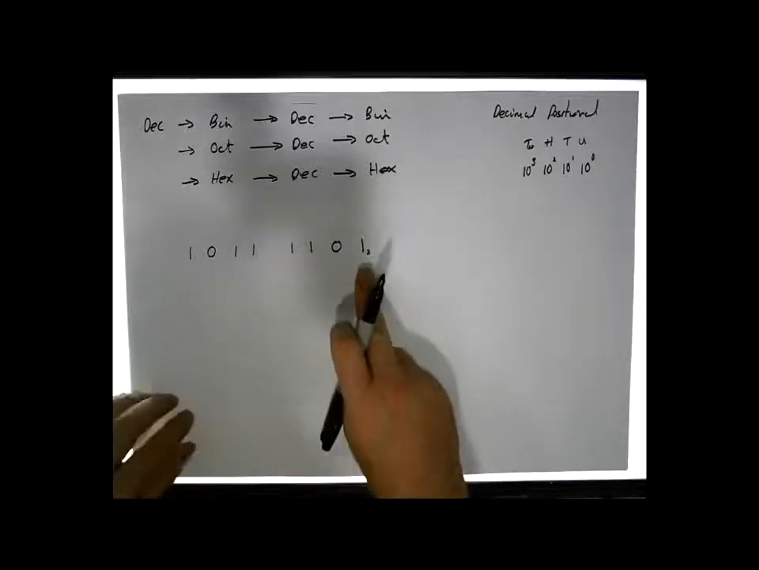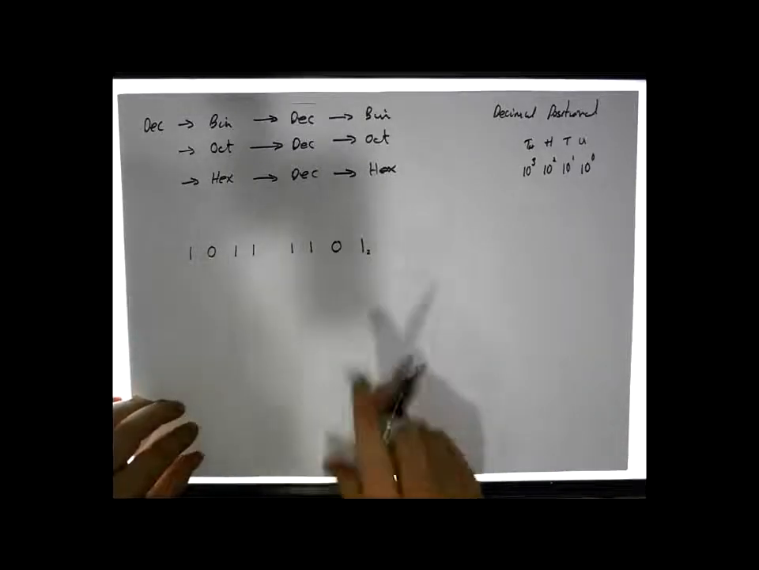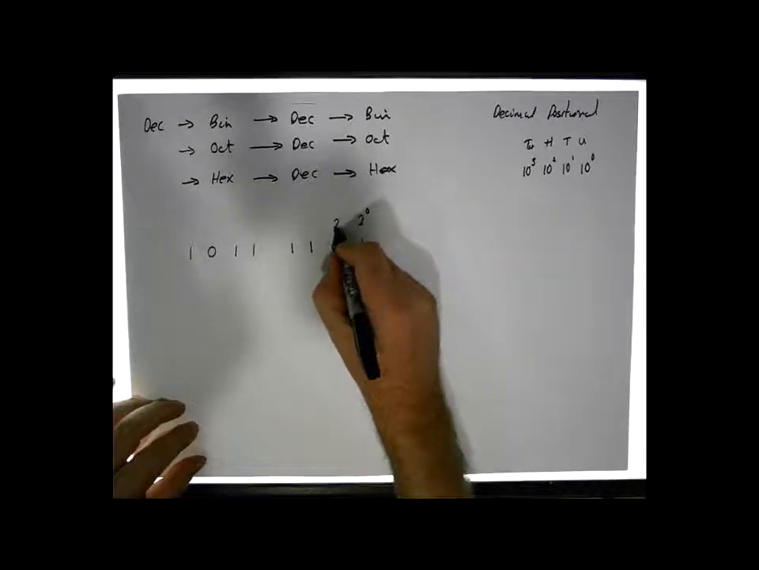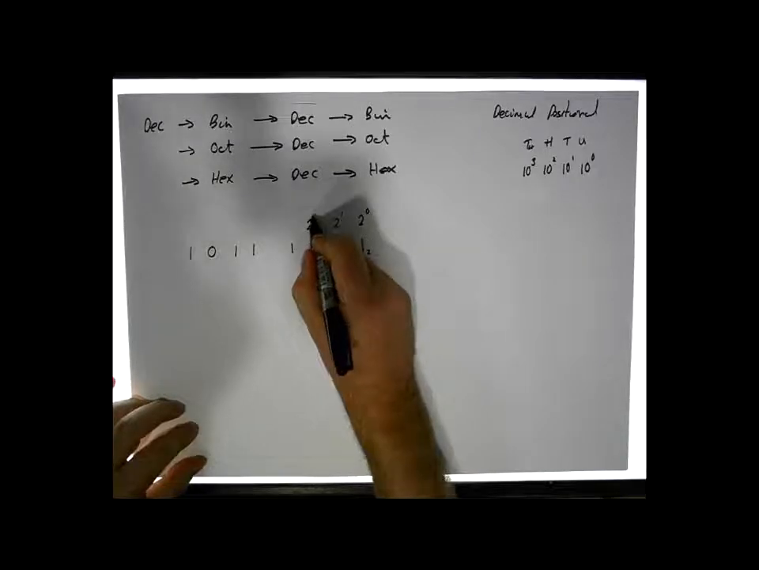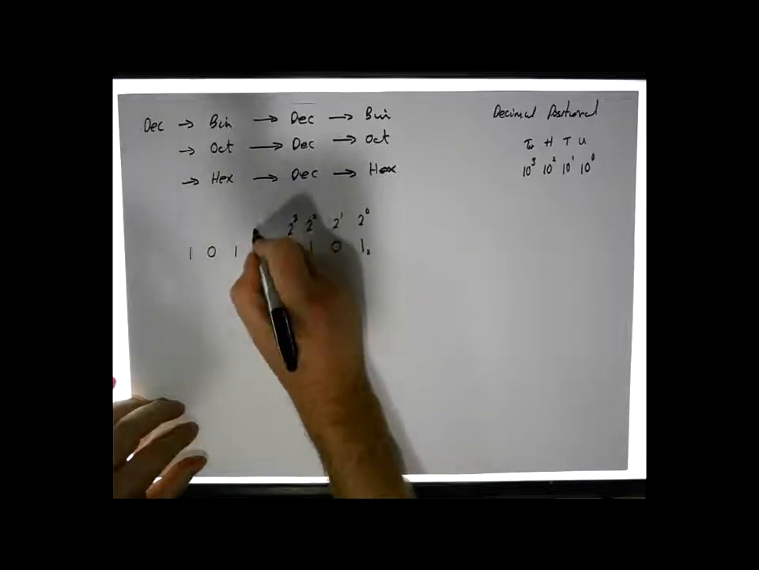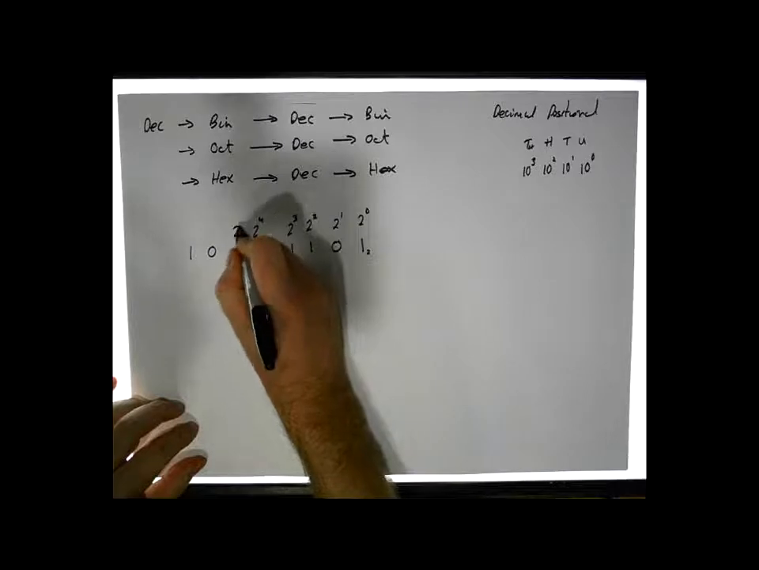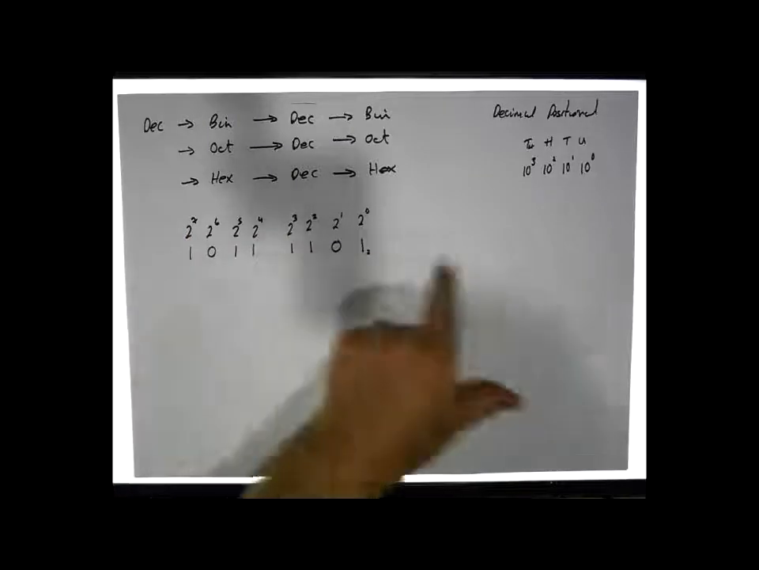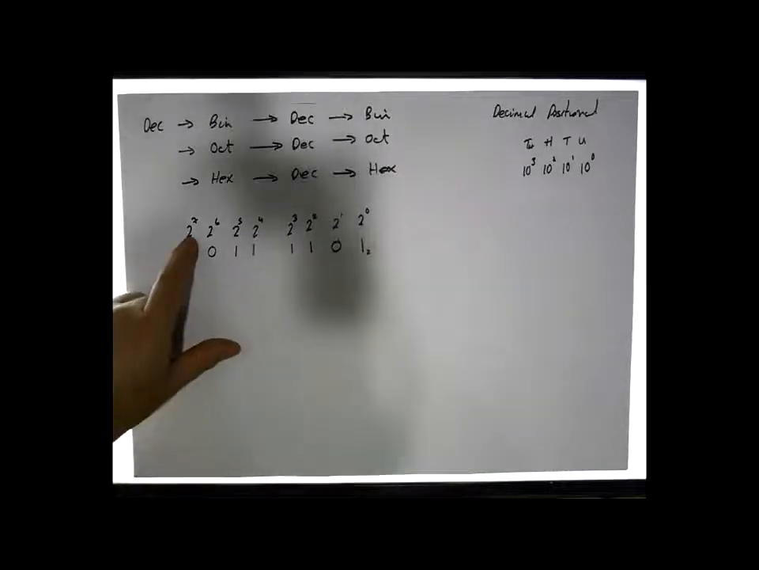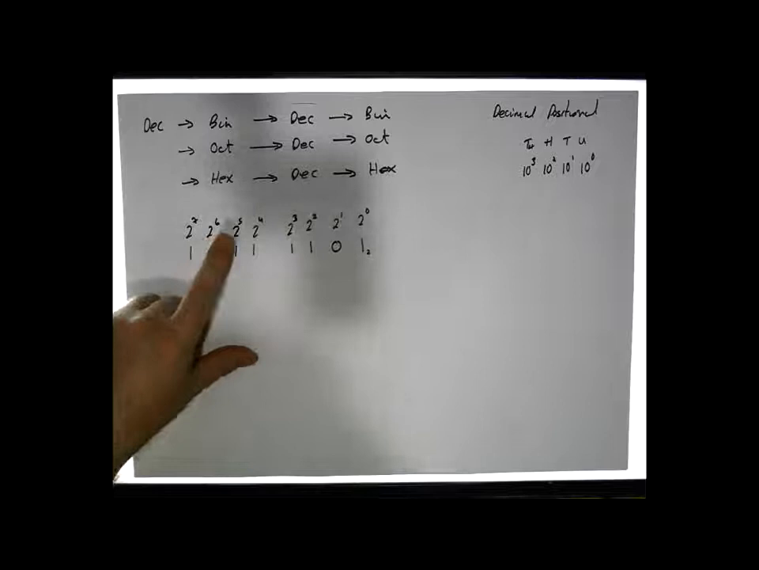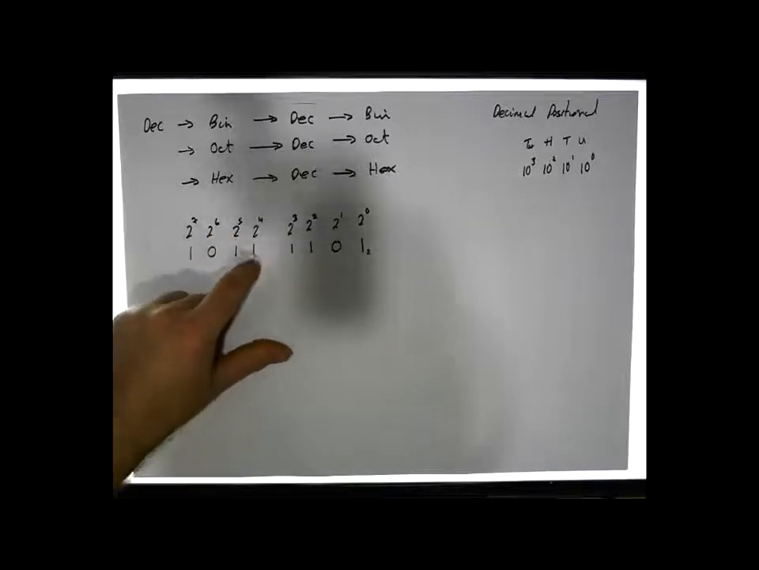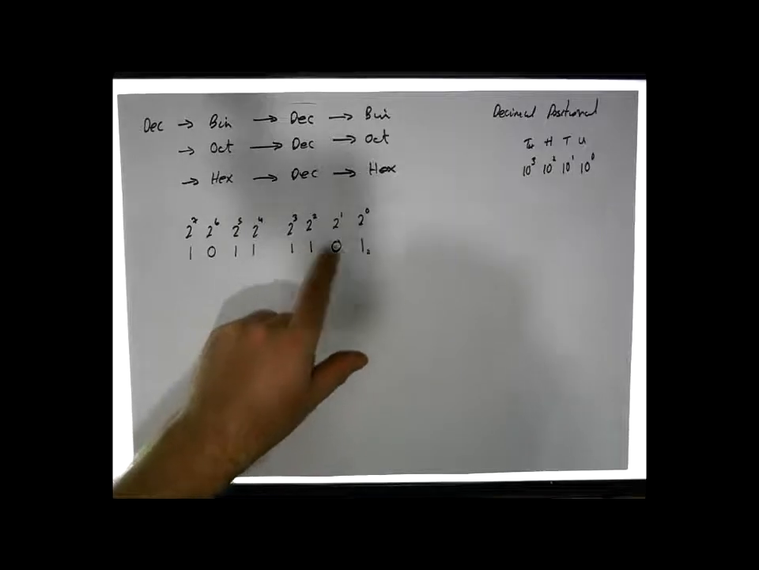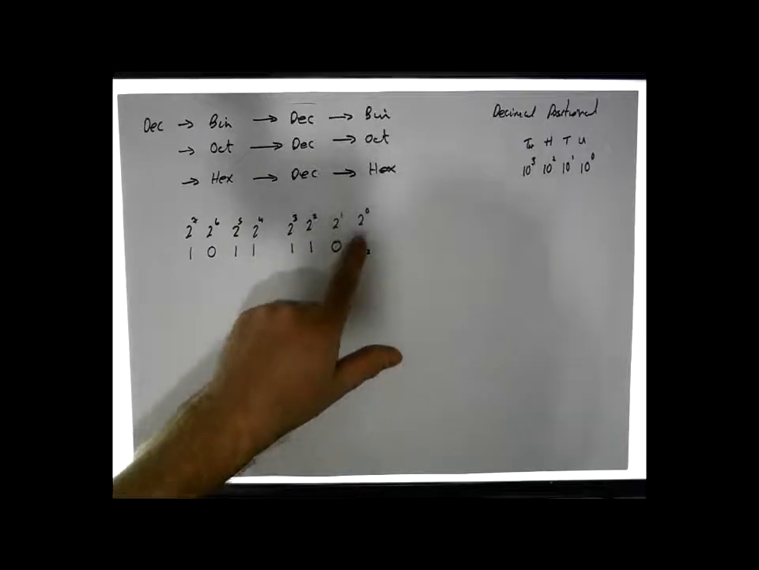in binary, each position represents multiple powers of 2. So this represents how many 2 to the 0s there are. This represents how many 2 to the 1s, 2 squared, 2 cubed, 2 to the 4, 2 to the 5, 2 to the 6, and 2 to the 7. Okay? So this number has 1 2 to the 7. It has no 2 to the 6s. It has 1 2 to the 5, 1 2 to the 4, 1 2 to the 3, 1 2 to the 2. It has 0 2 to the 1s. And it has 1 2 to the 0.